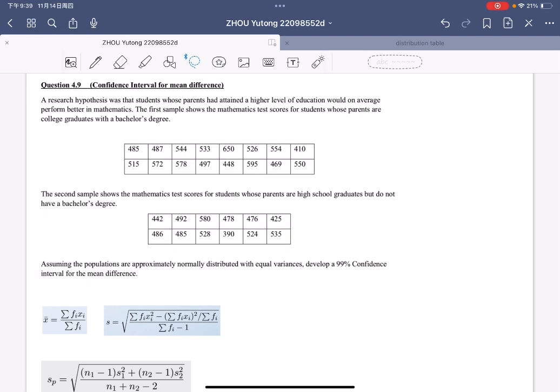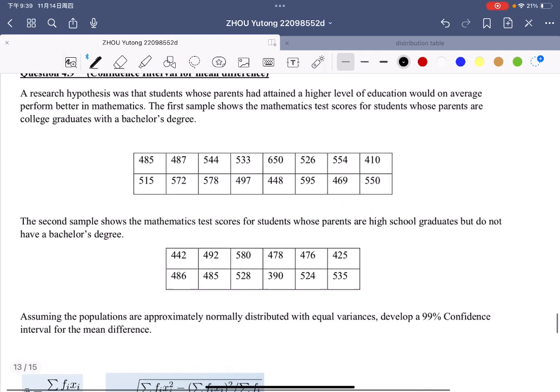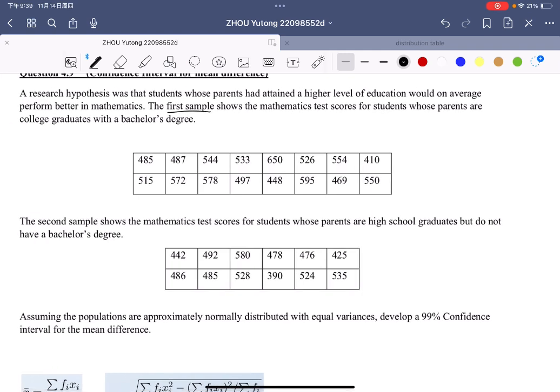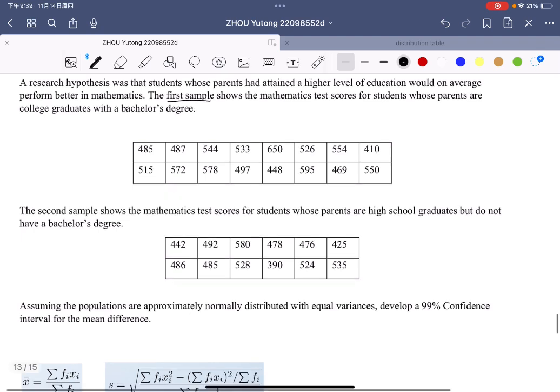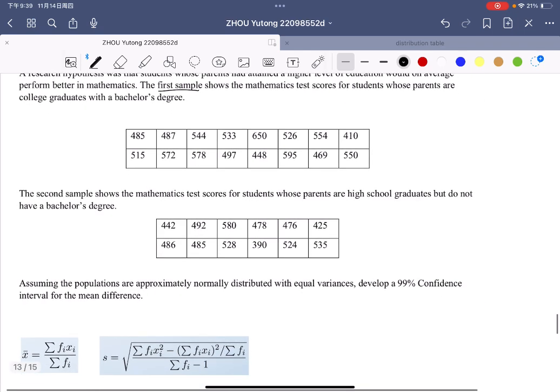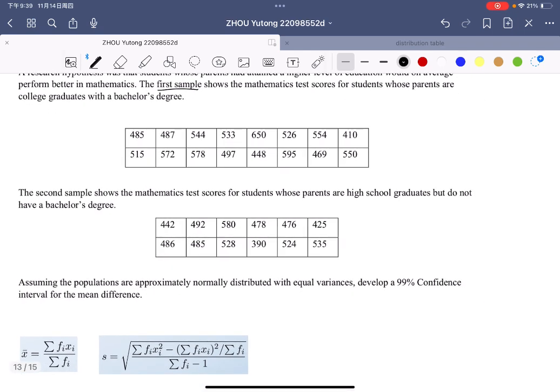It says a research hypothesis was that students whose parents had attained a higher level of education would on average perform better in mathematics. So now we have the first sample, which shows the mathematics test scores for students whose parents are college graduates with a bachelor degree. So for this sample set, we can count that the sample size n1 is equal to 16.